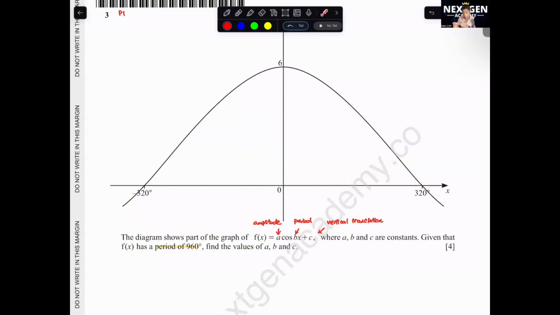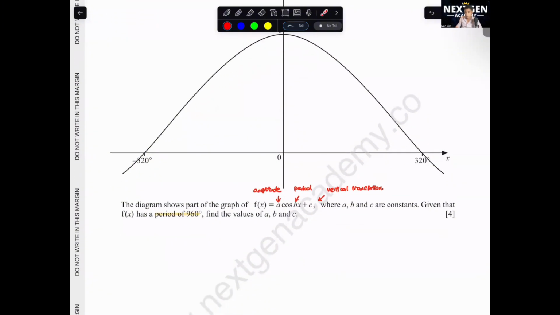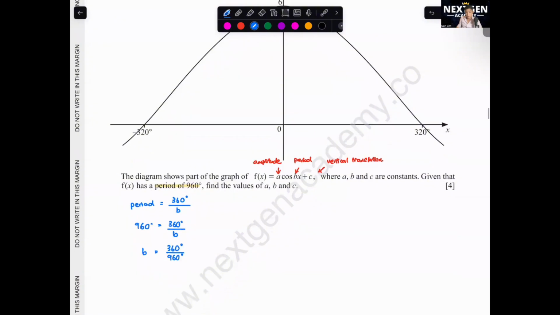We will still stick to the formula. Remember the period formula for the cos graph? Period equals 360 degrees divided by B. You all have to memorize this one. They give us the period, so 960 degrees equals 360 over B. B is 360 over 960. What's 360 over 960? You divide it and you will get 3 over 8.